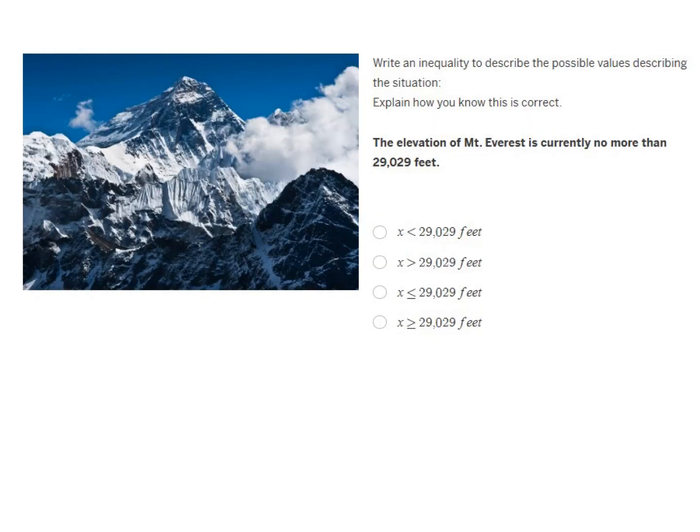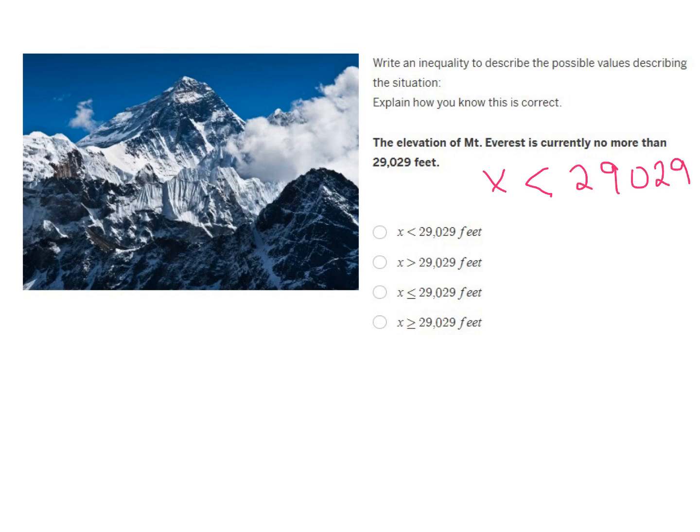This one's talking about Mount Everest, and it said the elevation or the height of Mount Everest is currently no more than 29,029 feet. So that's the highest it possibly could be. And so that means it could be that, or it could be lower than that. And so our arrow is going to point to the left for that. So we're going to use a less than symbol. And so we're going to have x here. We're going to have 29,029 on the right side.